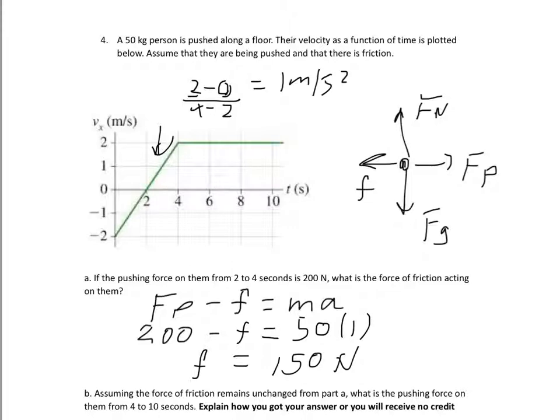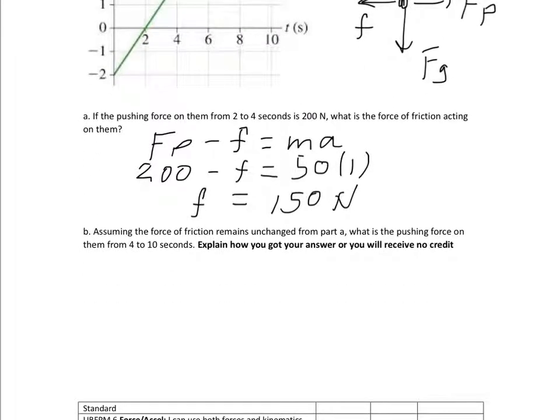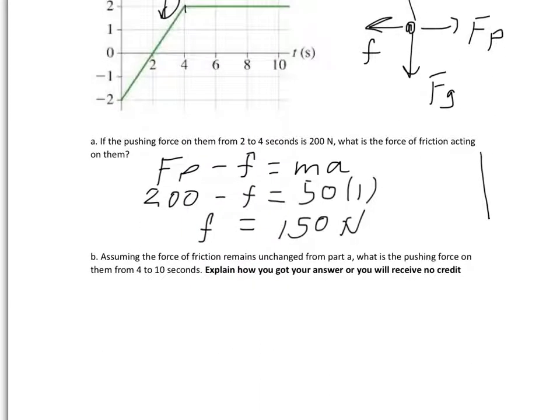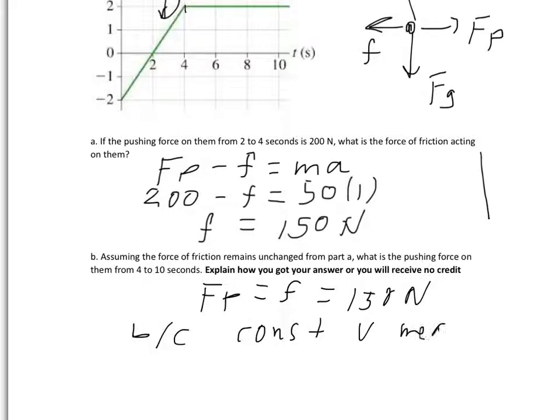Now continuing, let's go ahead and assume that the force of friction remains unchanged from part A. Well, if we look here from 4 to 10 seconds, let me scroll up here, we actually have a constant velocity from 4 to 10 seconds. So what that means is the pushing force is going to actually balance the friction. So we're going to have Fp equals Ff, and that's going to be 150 newtons because constant v means the forces balance.